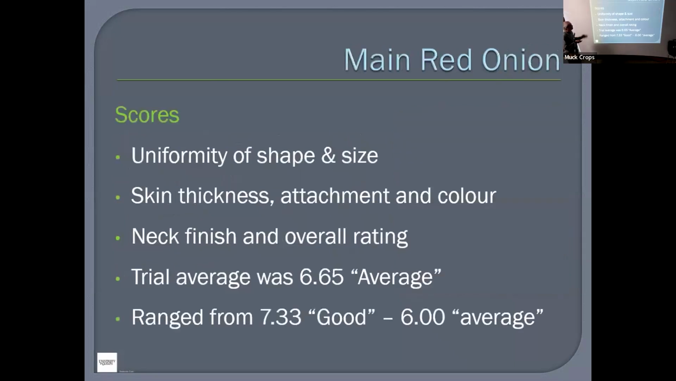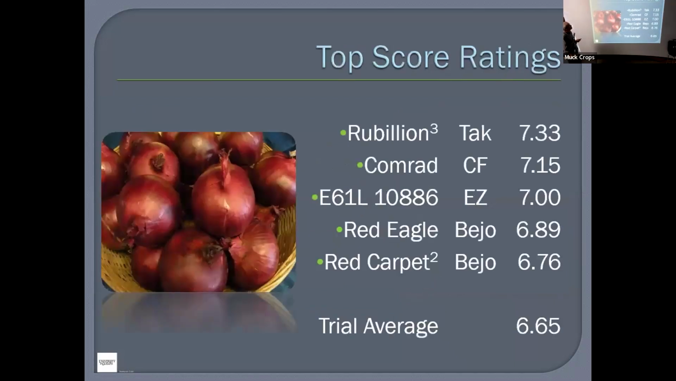Looking at scores of the quality, again, the same things that we look at with yellows, except we also score interior color here. The trial average was 6.65. It ranged from 7.3, good, to just average at 6. Top scores went to Rebellion, Comrade, a numbered variety from Ezeh, Red Eagle, and Red Carpet. A couple of those you can see are repeats and have been top scores in previous years. And the trial average was 6.65.